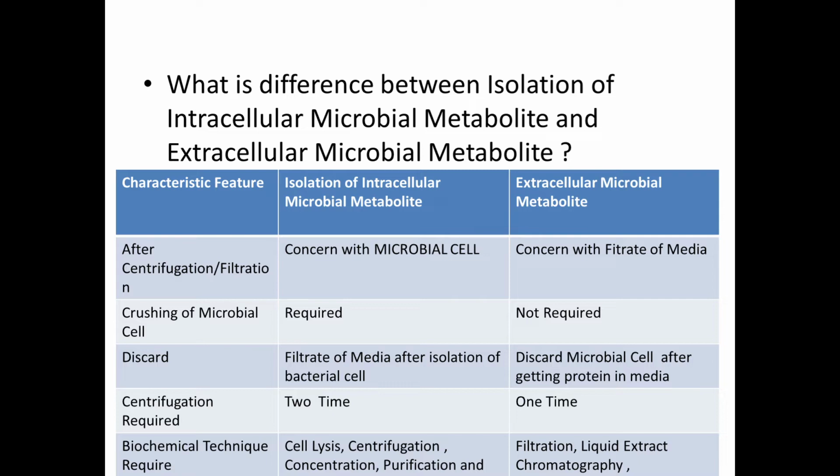So when you inoculate, after incubation, we separate the bacterial cells and the media. After centrifugation and filtration, in case of isolation of intracellular microbial metabolites, we are concerned with the microbial cell, not the media. But in case of extracellular microbial metabolite production, we are concerned with the filtrate of the media, not the bacteria. That is the major difference.